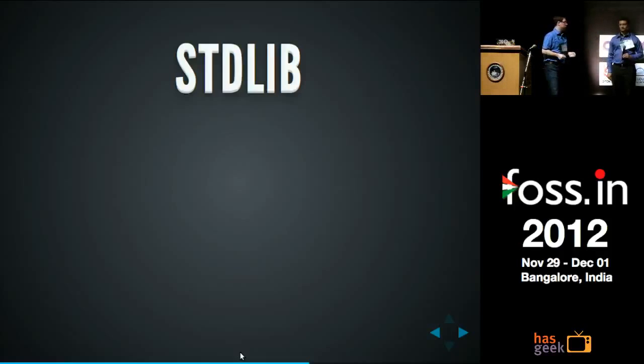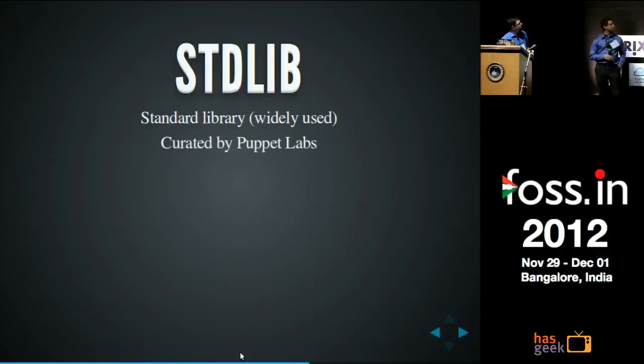I'll head off the question before it happens: why isn't standard lib part of the base Puppet distribution? I don't know. It isn't. So you need to acquire it. You can get it from the Puppet Forge, from GitHub. It's very easy. It's curated by Puppet Labs, so it's something that they themselves vet and distribute. Very useful. It contains stages, facts, functions, definitions, types, providers, everything's in there. Standard library: widely used, curated by Puppet Labs.